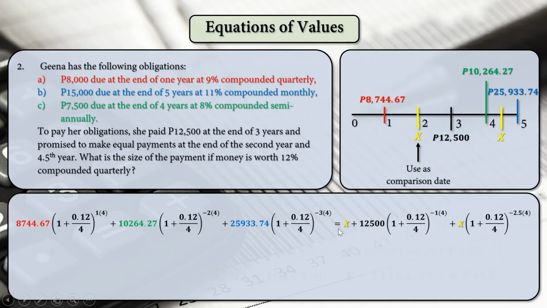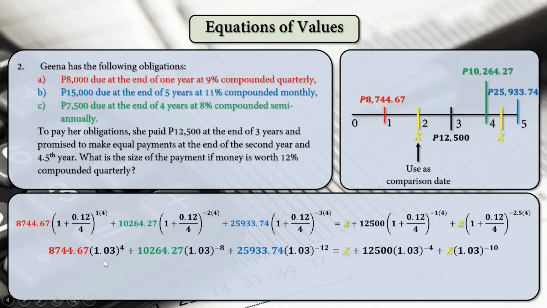In solving for F, that is equal to X, yung ating focal date, X lang, walang quantity na kasama, plus 12,500 times the quantity raised to negative 1 times 4 kasi lumampas ng 1 taon from our focal date, our future value, plus X, yung unknown payment natin, times the same quantity but yung T natin is negative 2.5 because from our focal date, there are 2.5 years taken sa ating X. And so, simplifying further, yung quantity natin sa loob is 1.03. And this quantity is applicable sa lahat except lang sa X, which is our focal date.